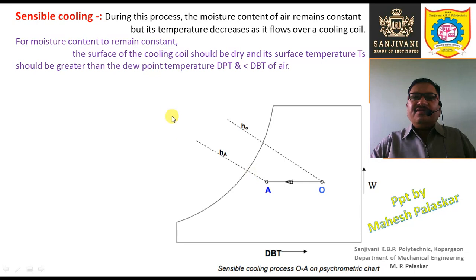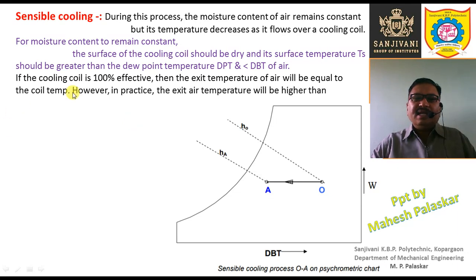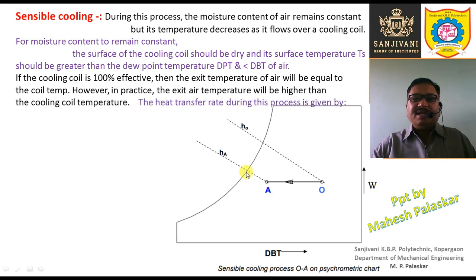So therefore we must take care that the surface temperature of the cooling coil should be greater than the dew point temperature and less than the dry bulb temperature of the air, then only the sensible cooling process can take place, right. If the cooling coil is 100% effective, then the exit temperature of air will be equal to the coil temperature, right. But a cooling coil is never 100% effective. In practice, the exit air temperature will be higher than the cooling coil temperature, somewhere in between.